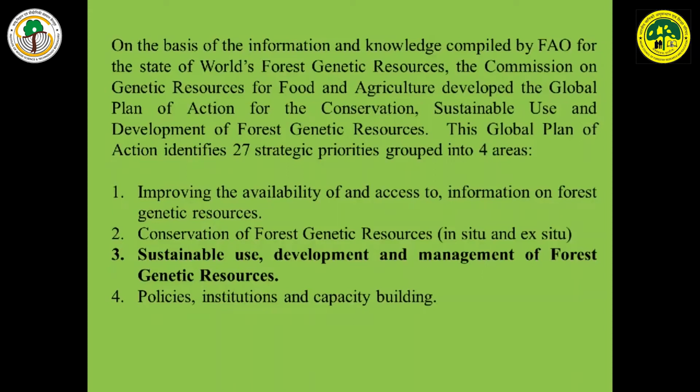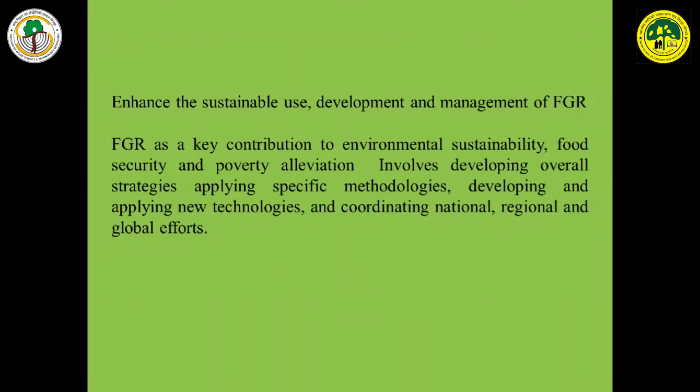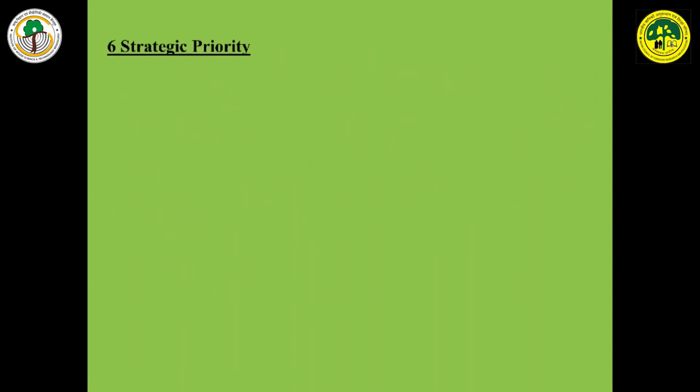Note number 3, which is sustainable use, development, and management of forest genetic resources, is relevant to our present 5 days program. To enhance the sustainable use, development, and management of forest genetic resources, FGR, as a key contribution to environmental sustainability, food security, and poverty alleviation, involves developing overall strategies, applying specific methodologies, developing and applying new technologies, and coordinating national, regional, and global efforts. So, 6 strategic priorities are identified.